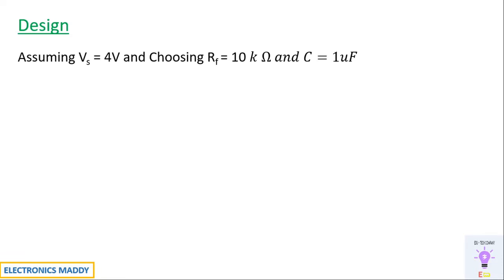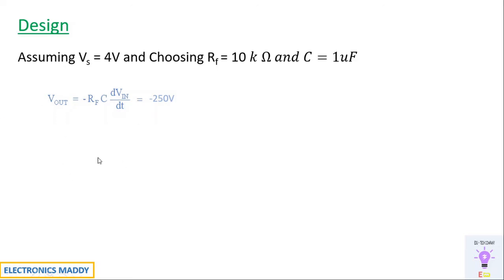Once this is done, we'll look into our design procedure. Every design has certain assumptions to be made. In this particular circuit, our assumption is that the supply voltage is chosen to be equal to 4 volt, RF is 10 kilo ohm, and C is 1 microfarad. You can choose these values based on the amount of output voltage that you want. I actually wanted -250 volt at the output, so that's the reason why I chose these values.